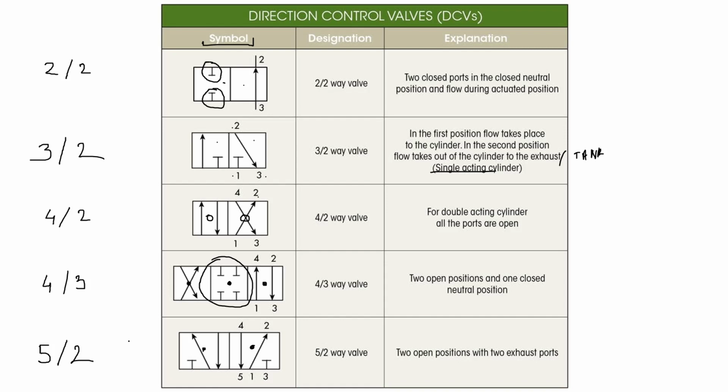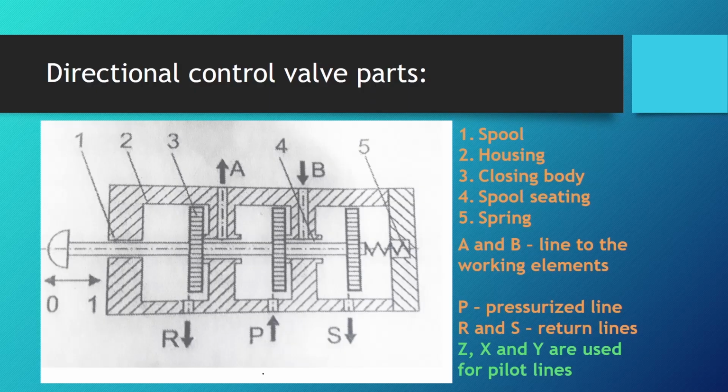2 open positions with 2 exhaust ports. Okay, so we know how to name them, but we also have to see their basic parts and how they function. We can't rely only on the schematic symbols, right?